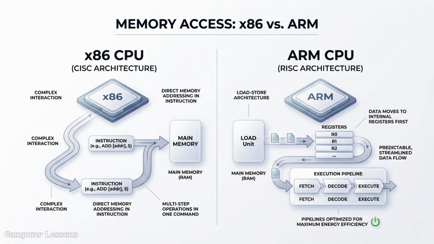One of the most significant technical differences is how these chips handle memory access. x86 utilizes a complex approach where instructions interact with memory directly. ARM uses a load-store architecture, meaning it must move data into internal registers first. This predictable data flow allows ARM to optimize its pipelines for maximum energy efficiency.